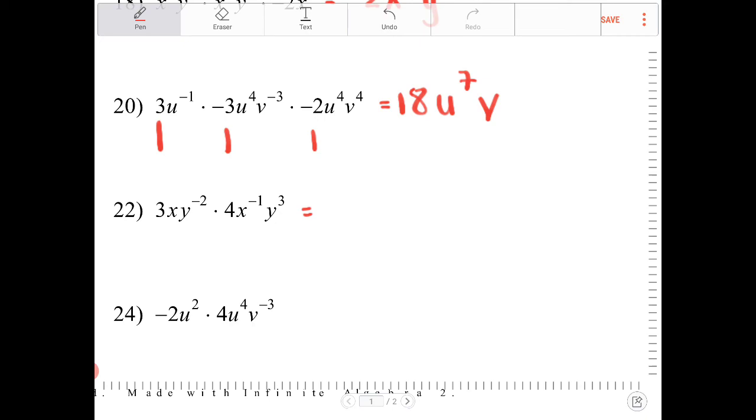Next, 3x, y to the negative 2, 4x to the negative 1, y to the 3rd. This is equivalent to 12, right? x to the 1st times x to the negative 1, that's x to the 0th. y to the negative 2 and y to the 3rd, that's y to the 1st. Or this is 12y.